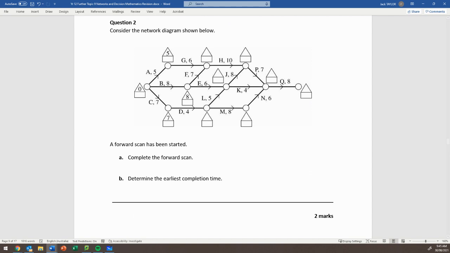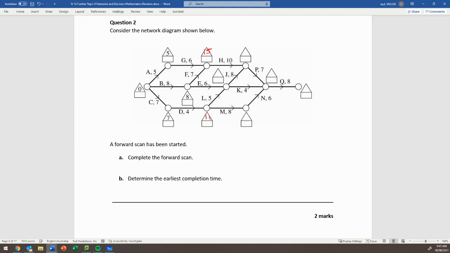All right, consider the network diagram shown. A forward scan has been started. Complete the scan, then determine the earliest completion time. So 1 mark for completing the scan, 1 mark for determining the earliest completion. All right, it's up here will be 15, it'll be the 8 and then the 7. There are a lot of vertices in here, so just be very careful.